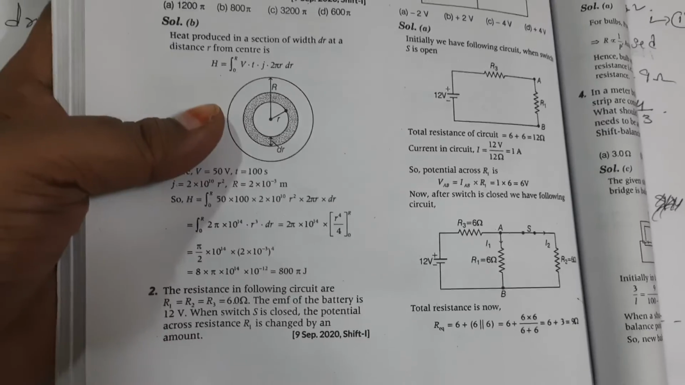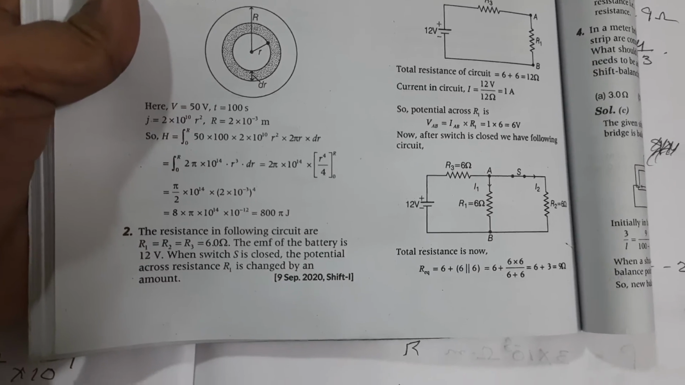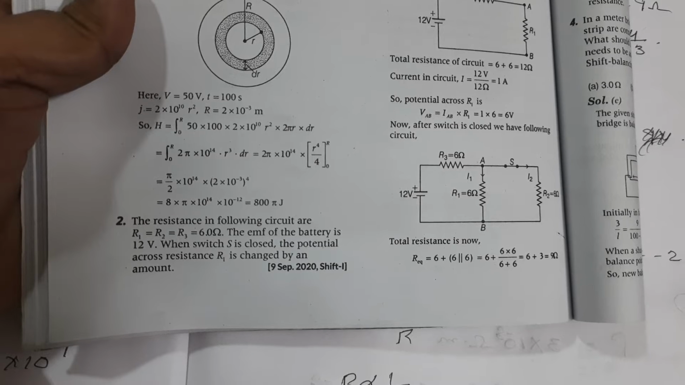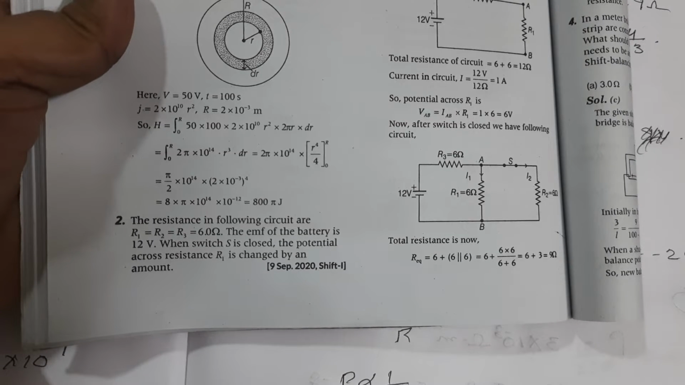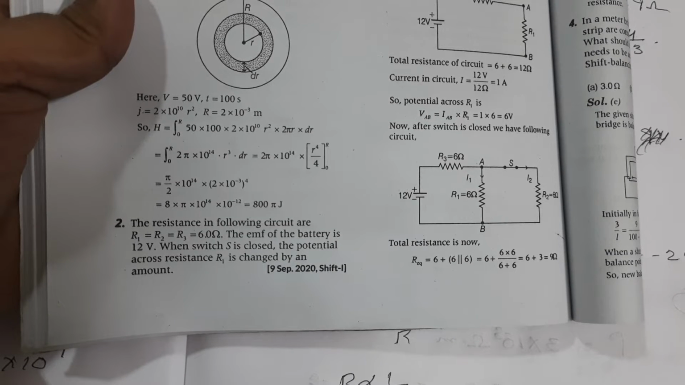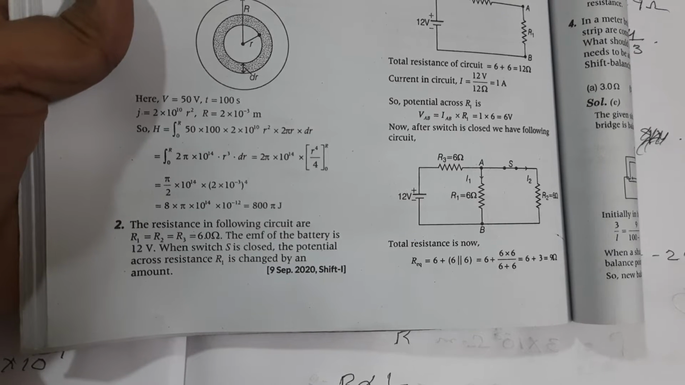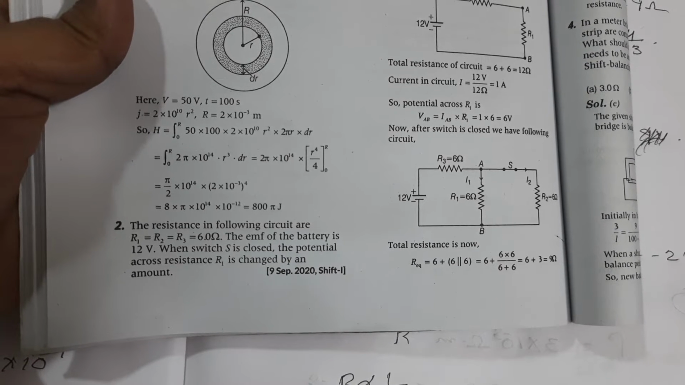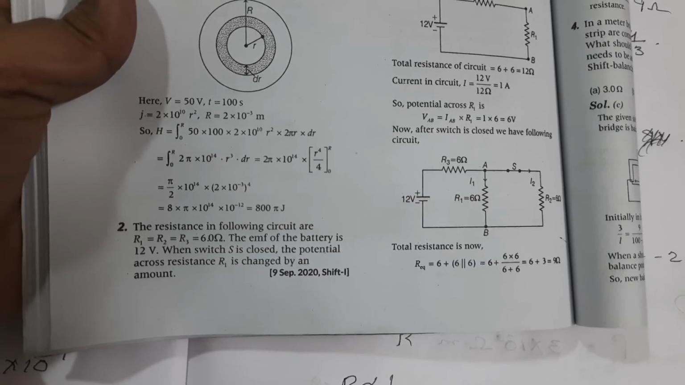Our second problem is: the resistances in the following circuit, R1, R2, R3, are all 6 ohms. 6.0 means 6 ohms only. The electromotive force of the battery is 12 volts. When switch S is closed, the potential across the resistance R1 is changed by an amount.